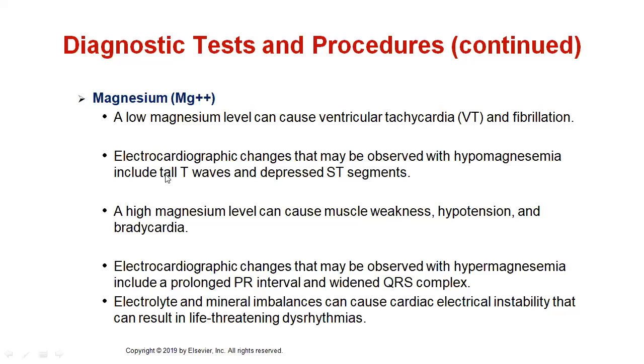When magnesium level changes, we can see some change in the electrocardiogram. Electrocardiogram changes that may be observed with hypomagnesemia include the tall T-wave and depressed ST segment. A high magnesium level can cause muscle weakness, hypotension, and bradycardia, right?